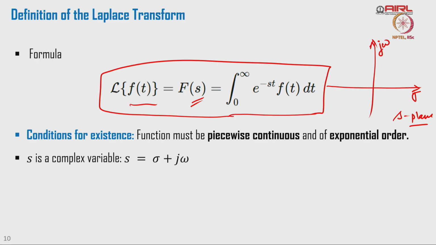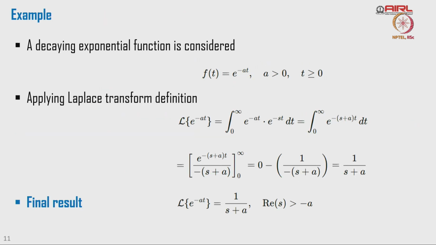What is the condition of existence? The function must be piecewise continuous and of exponential order. Okay, I have narrated these terms. Then S is a complex variable, right? Fine. Now we take one example of a decaying exponential function. It is represented as f(t) equal to e to the power at. Okay, now we apply the Laplace transform definition like this.